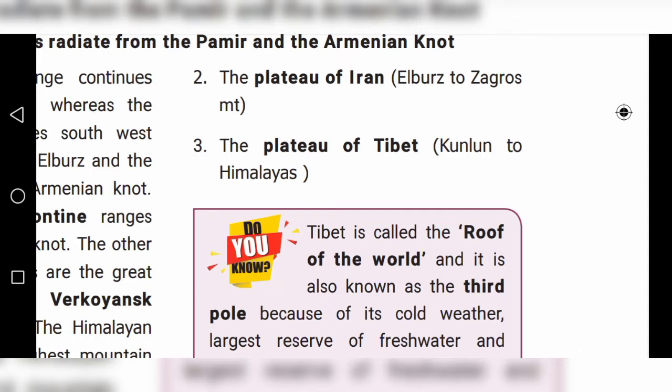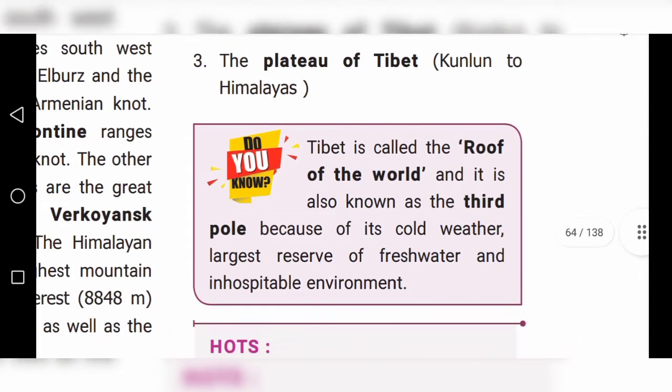The third pole, because of its cold weather, largest reserve of fresh water and inhospitable environment. So Tibet is called the roof of the world.